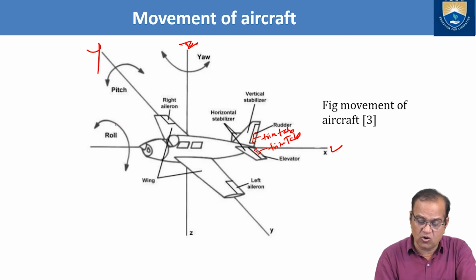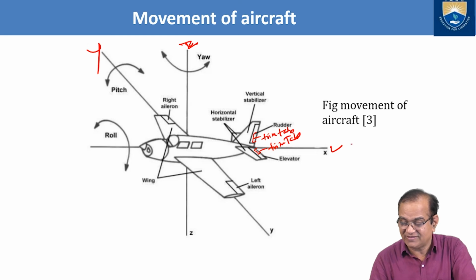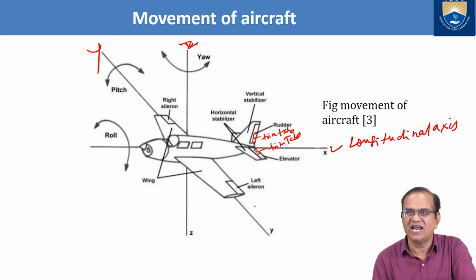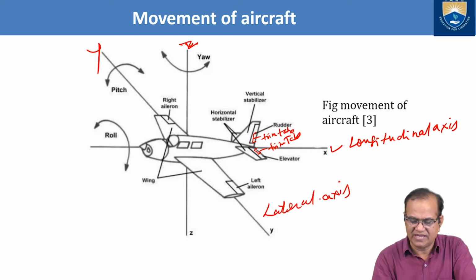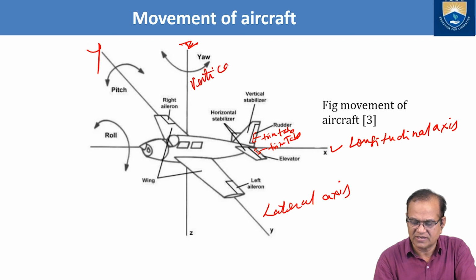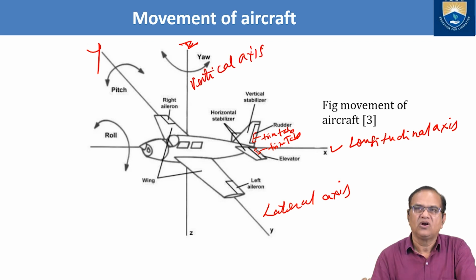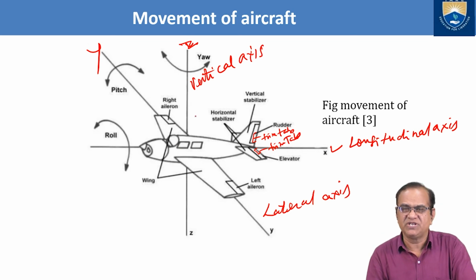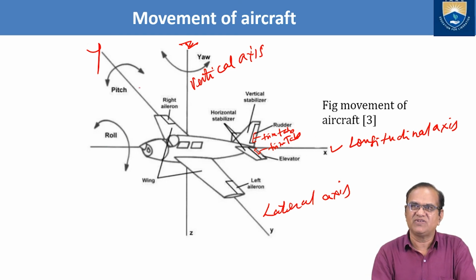So if you want to roll, this is the x-axis, and this is also called the longitudinal axis. The y-axis is called the lateral axis, and this is called the vertical. So all these motions, rolling, yawing and pitching: rolling is done with respect to the x-axis or the longitudinal axis, pitching is done with respect to the y-axis or the lateral axis, and yawing is done with respect to the z-axis or the vertical axis.